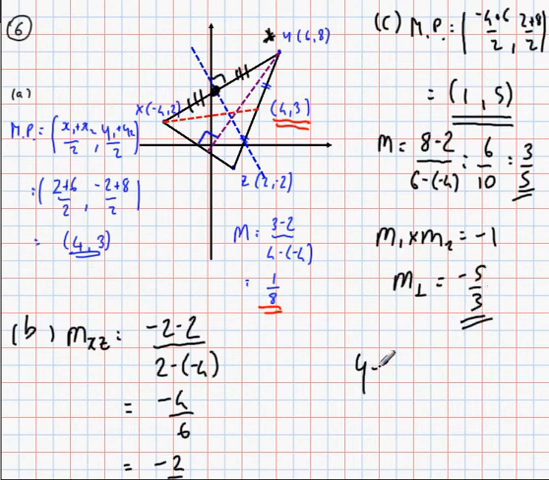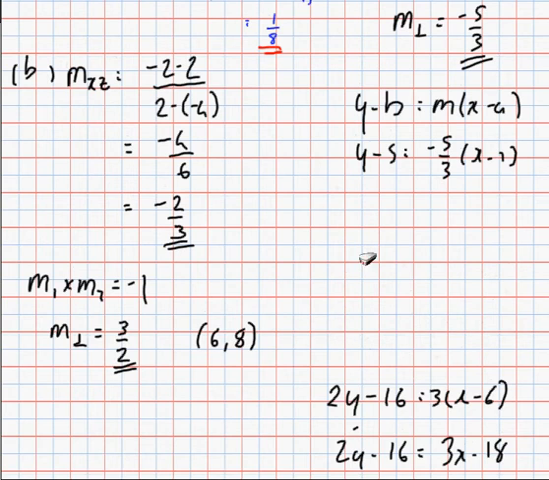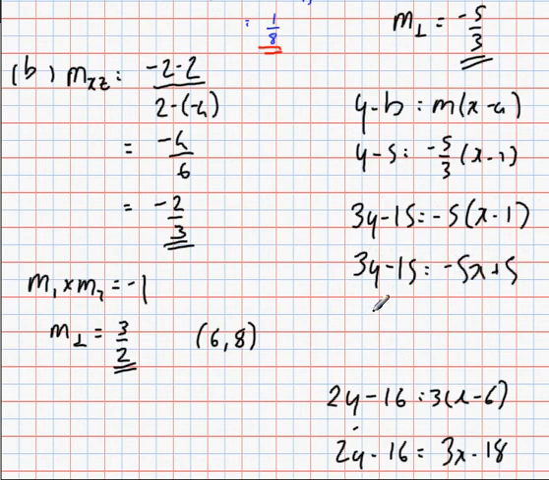We've got a gradient, we've got a point, and it's y minus b equals m bracket x minus a. Subbing in, that will be y minus 5 equals minus 5 over 3 bracket x minus 1. We can multiply through by 3: 3y minus 15 equals minus 5 bracket x minus 1. Expanding out, 3y minus 15 equals minus 5x plus 5. Rearranging to the form ax plus by plus c equals 0 gives us 5x plus 3y minus 20 equals 0, and that's the equation of the perpendicular bisector for question 6c.